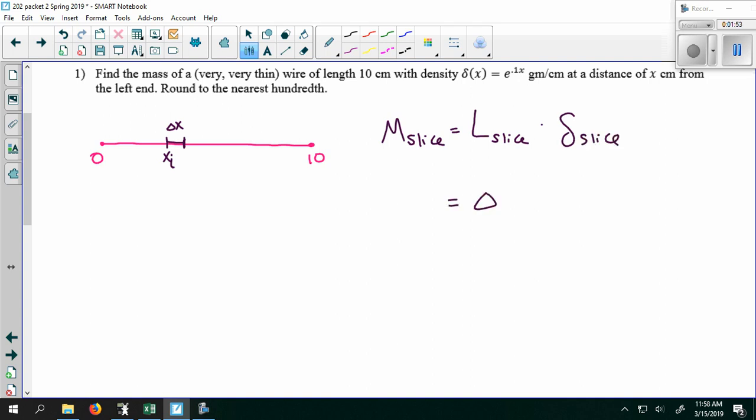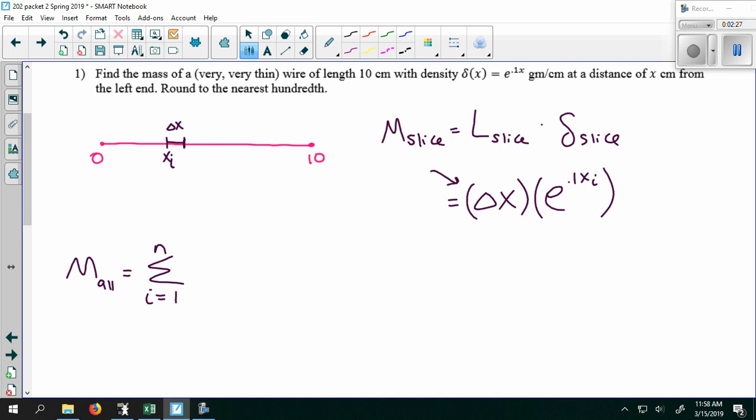So the length of the slice is delta x, and the density of the slice is the density at x sub i, which is e to the 0.1 x sub i. Length times density. And the length of this slice is very, very small. We're calling it delta x. So then the mass of all the slices added up, that's where I take each x sub i and I'm going to add them up, n of them. The sum from i equals 1 to n, where each slice has the mass given by this formula. So e to the 0.1 x sub i delta x.